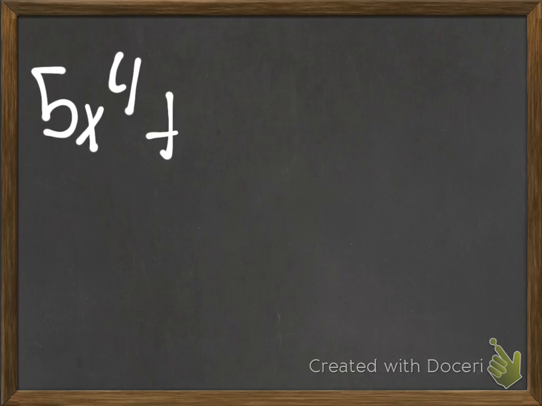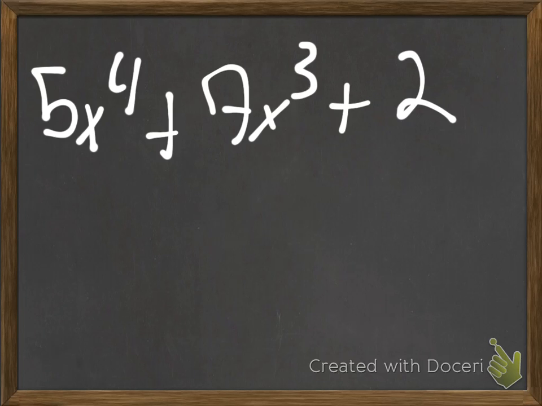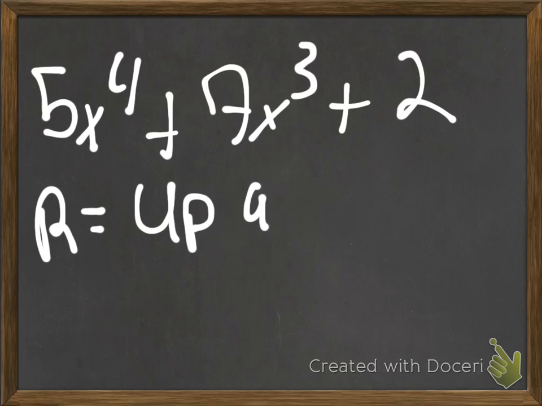Let's find end behavior. So let's say we have the equation 5x to the 4th plus 7x to the 3rd plus 2. You first take the leading coefficient, which is 5x to the 4th, and you see if it's positive or negative. If it's positive, that means the right side of the graph would be going up, also known as x goes to positive infinity.